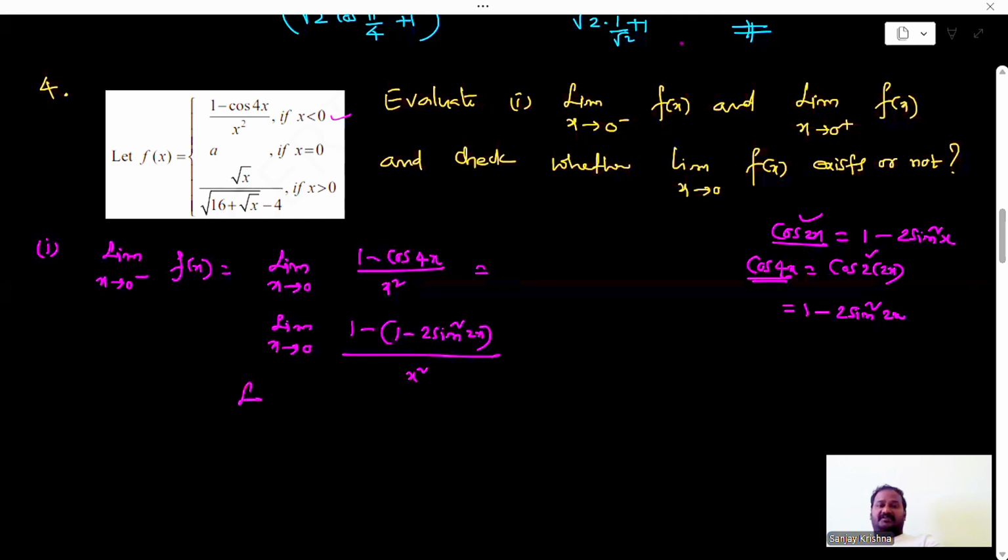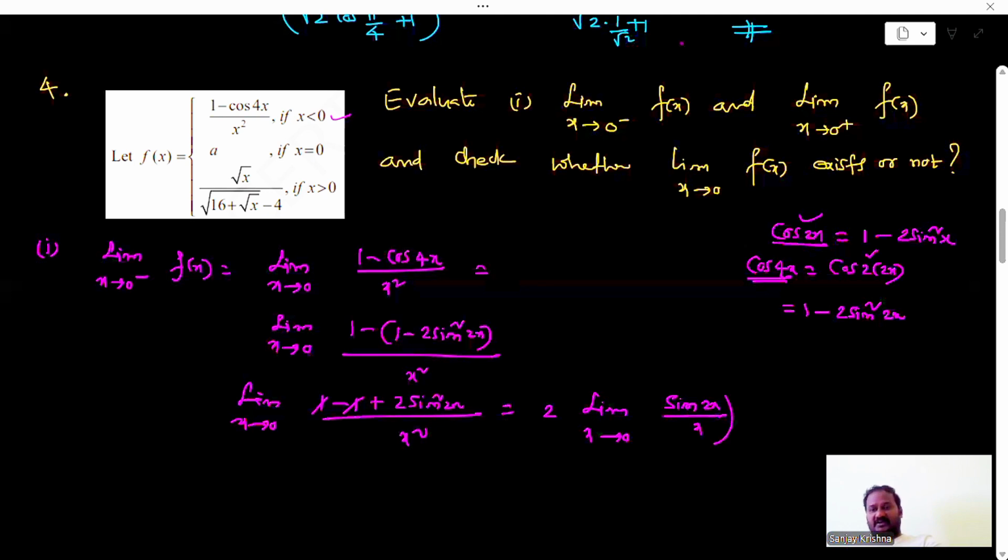So, which is equal to limit x tends to 0 of 1 minus 1 plus 2 sine square 2x, whole divided by x square. So, minus 1 and plus 1 get cancelled. Left with 2 sine square 2x divided by x square. So, let us take the 2 outside, and then limit x tends to 0. This is sine square 2x, which is sine 2x by x whole square. May I write like this?